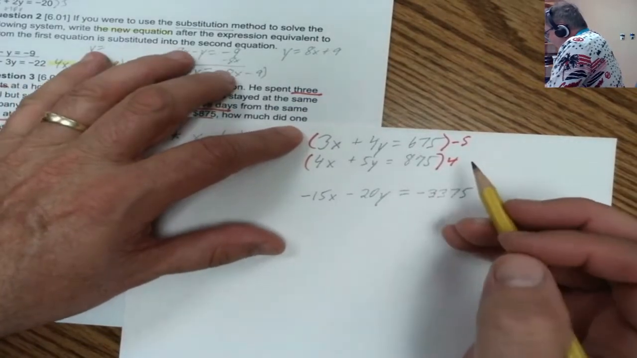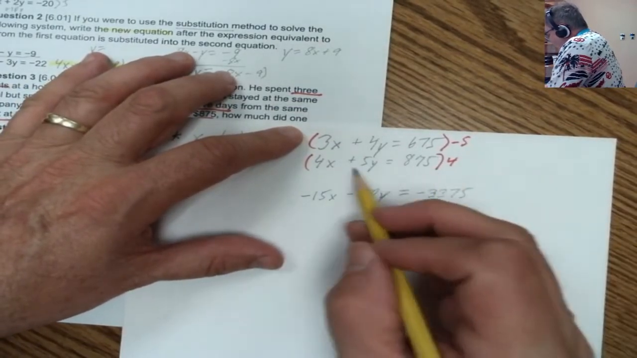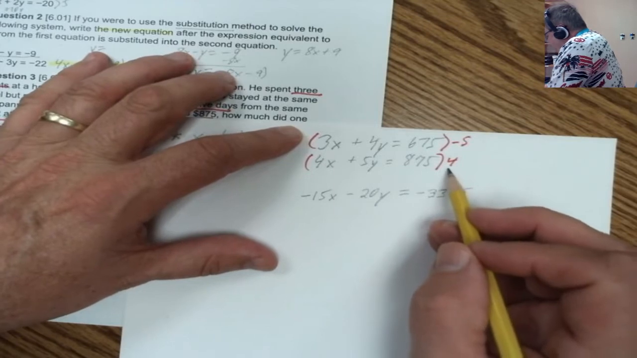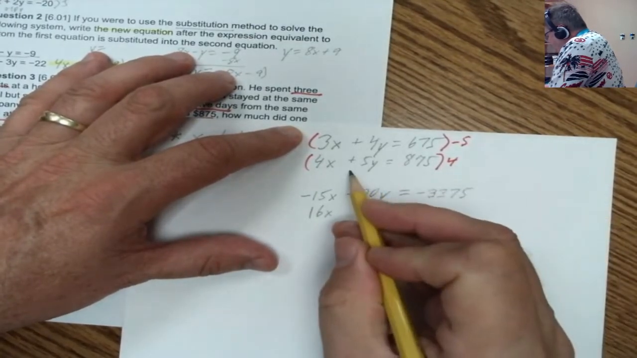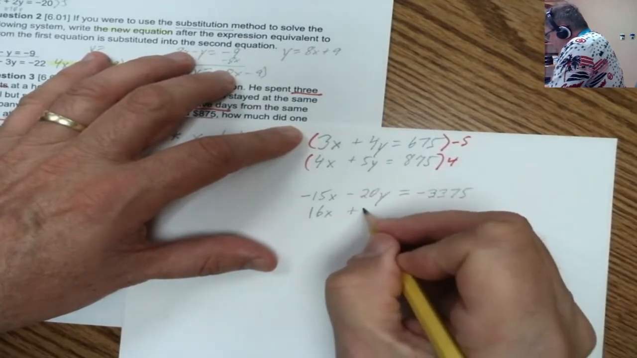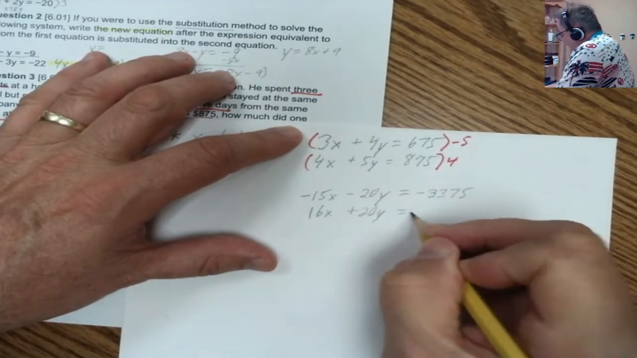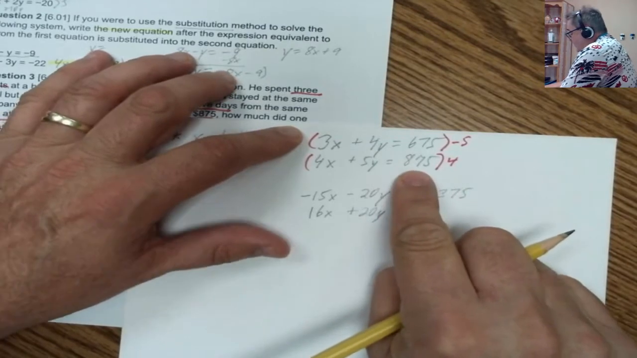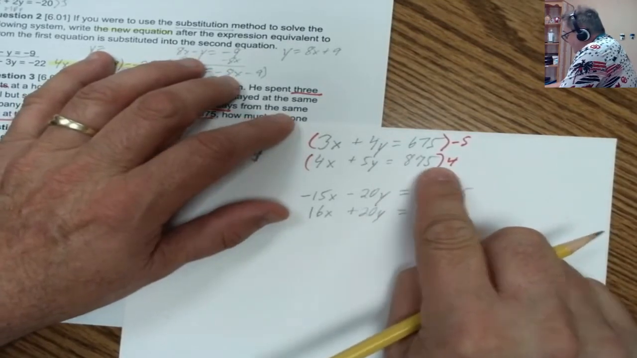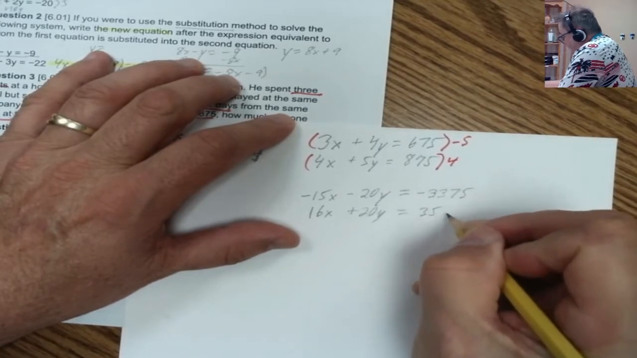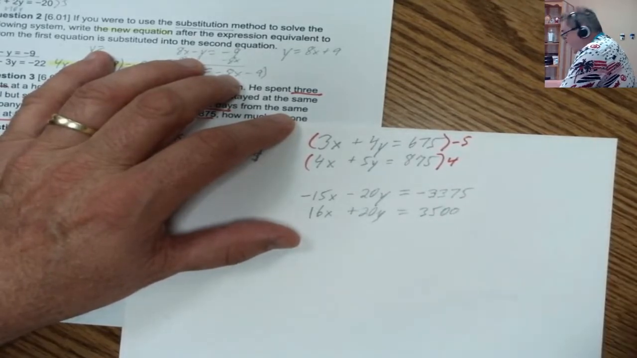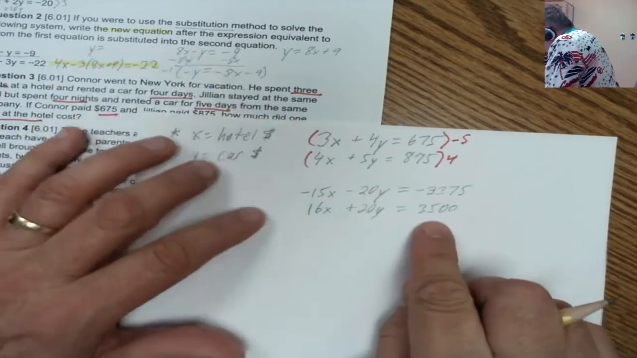All right, and then we've got this one we have to multiply by 4. So 4 times 4x is 16x. 4 times 5y is a positive 20y. And here we have 875 times 4. Well, 4 times 875 is a positive number, and it is 3,500. So now we add these together.